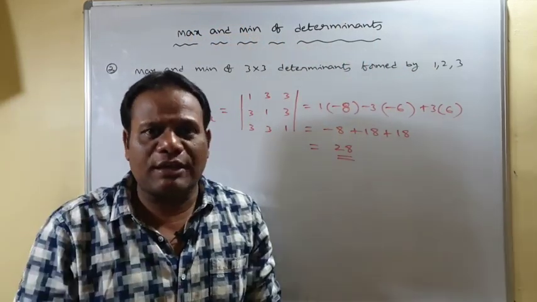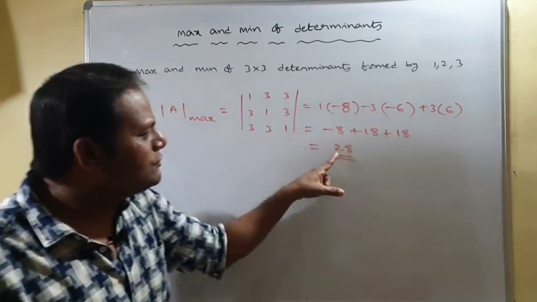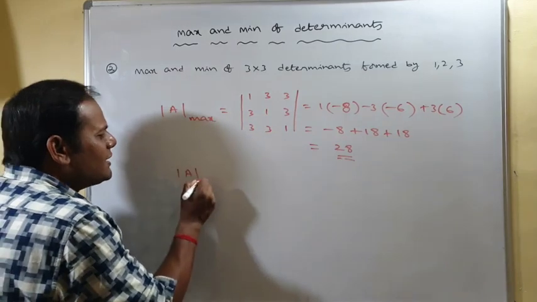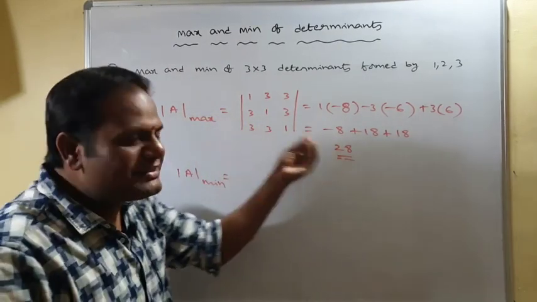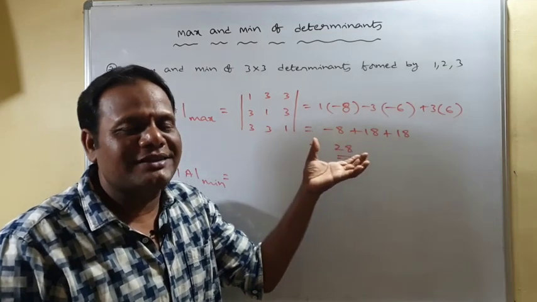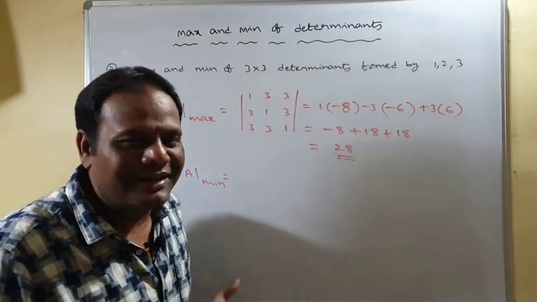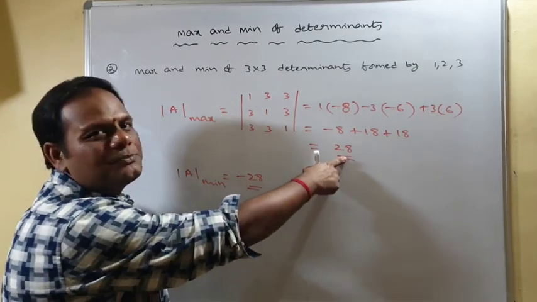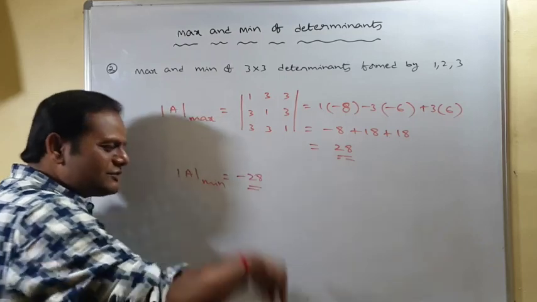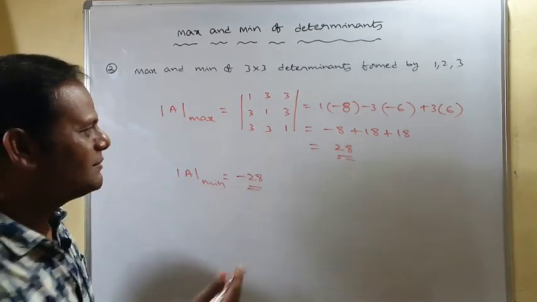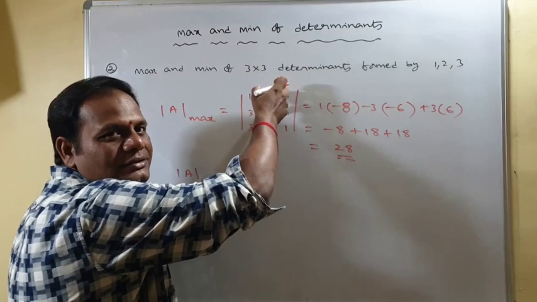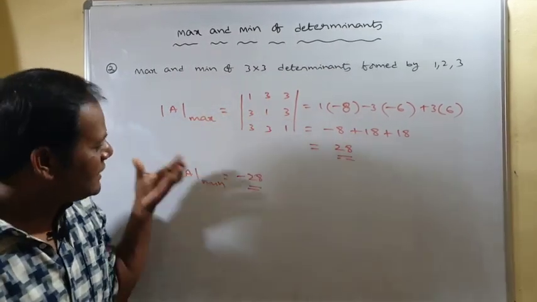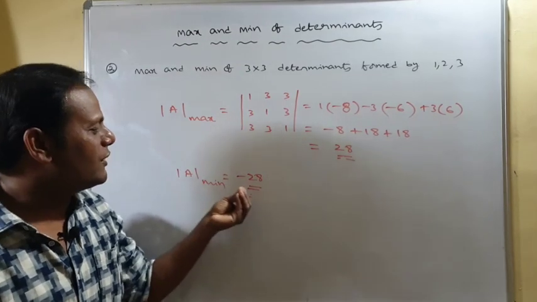Among all those determinants, what is the greatest value? That is 28. Then obviously, what is the minimum value? Just you change sign for the greatest, you can get the least. Is it? So that should be minus 28. If 28 is possible, no doubt at all, minus 28 also is one determinant. Why? Because if you interchange two rows, then determinant sign changes. So you can get the least determinant, that is minus 28.